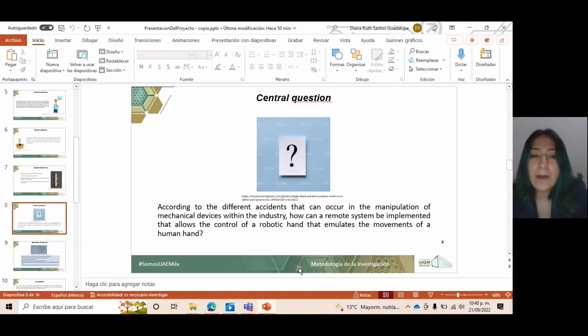The central question is: according to the different accidents that can occur in the manipulation of mechanical devices within the industry, how can a remote system be implemented that allows the control of a robotic hand that emulates the movements a human has?